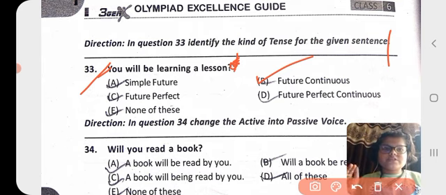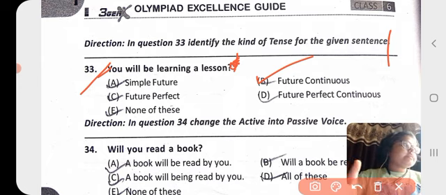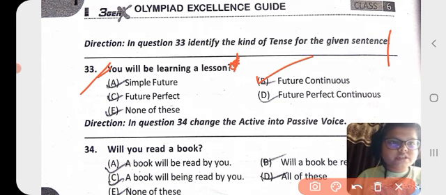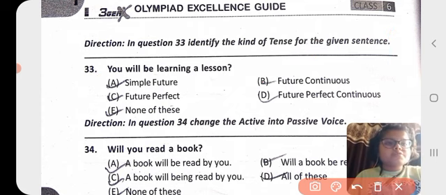So this thing will be going on in the future, so that you will be learning a lesson in the future. That work is going to be continued in the future. So the answer is future continuous. Let's move on to the next question.